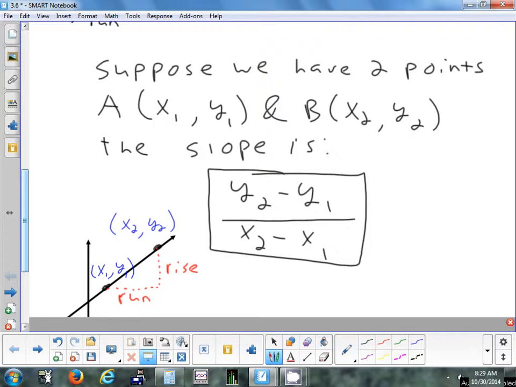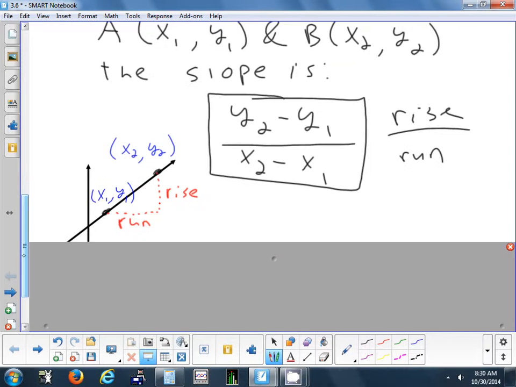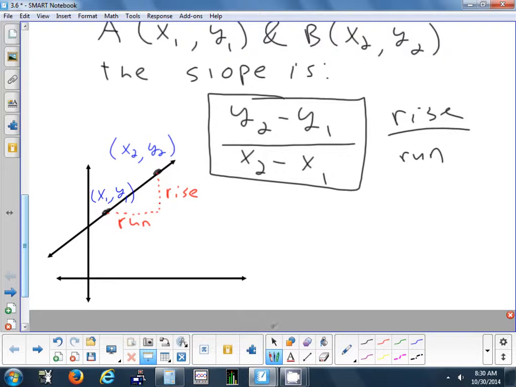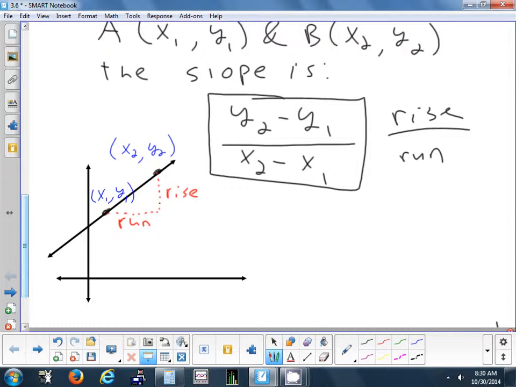So my suggestion to try to remember that, okay, it kind of rhymes. Rise goes with the y's. Rise, y's. Okay, so rise is in the top. Y's are in the top. Then you have run and x, which doesn't matter. Okay, but y's goes with rise. Okay, and here's the same picture I just drew showing rise and run with two coordinates.